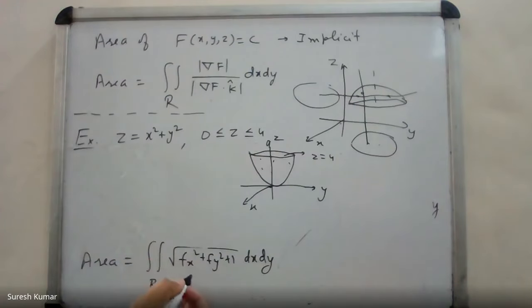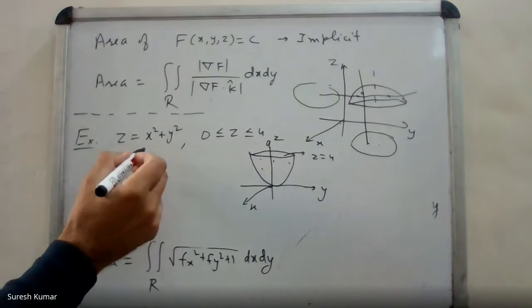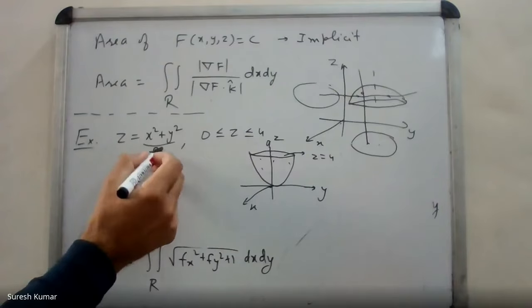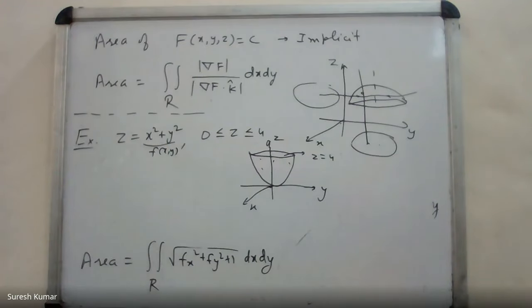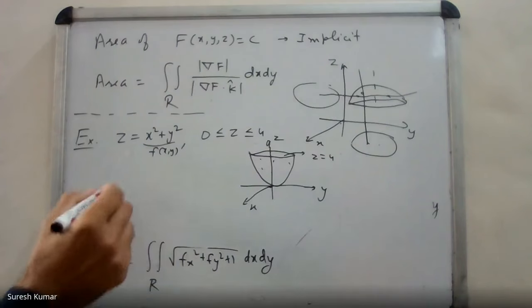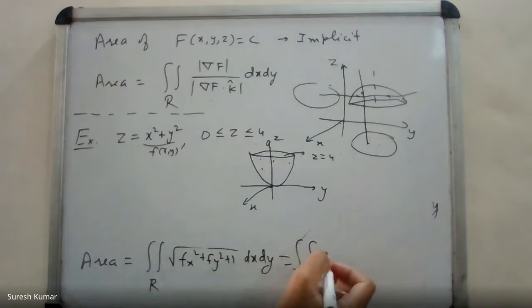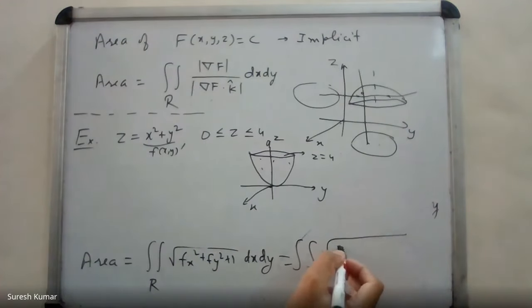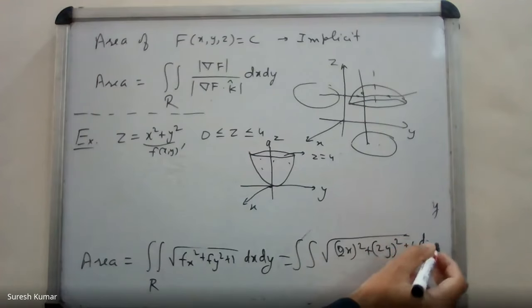So what is f(x,y) if I want to apply this formula? This surface is given in explicit form. So this is my f(x,y). f(x,y) is x square plus y square. So let's apply this formula. If we apply this formula, what do we get? fx square means (2x) whole square, fy means partial derivative with respect to y, (2y) whole square, plus 1 dx dy.